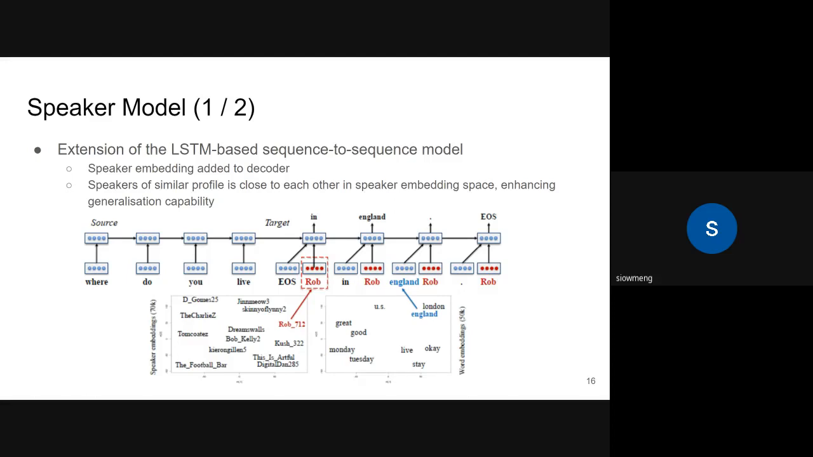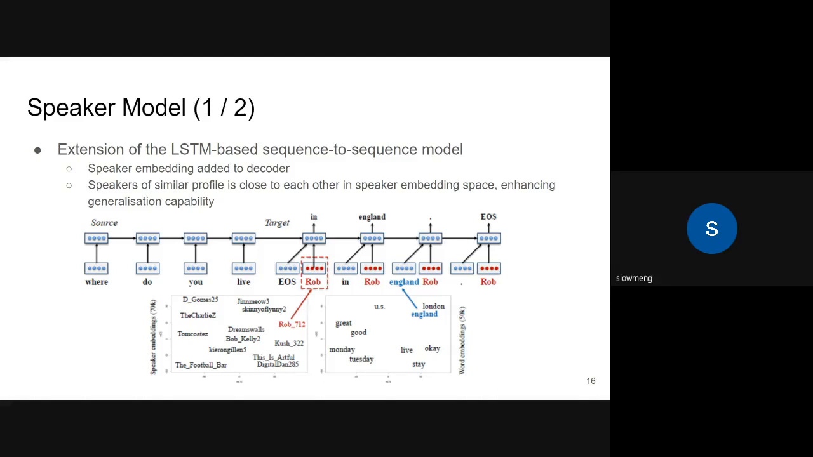Okay, the speaker model is actually an extension of the LSTM-based sequence-to-sequence model. The idea is pretty straightforward. The speaker is also represented using embedding vectors. You can see on the lower left that the user embedding is embedded in a high-dimensional space. So for these 70K users, the user embedding is learned together with the whole neural network parameters, and then the user will be represented in this.